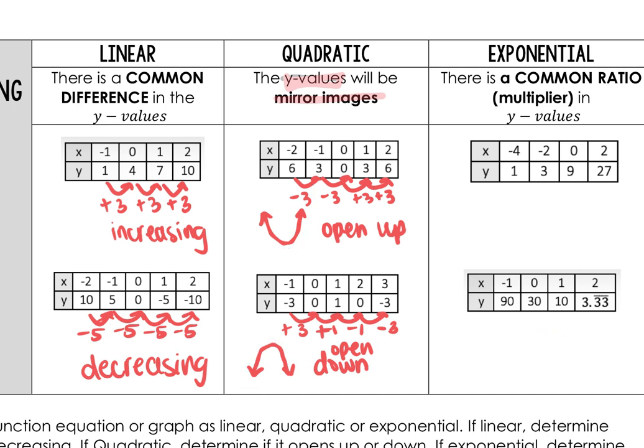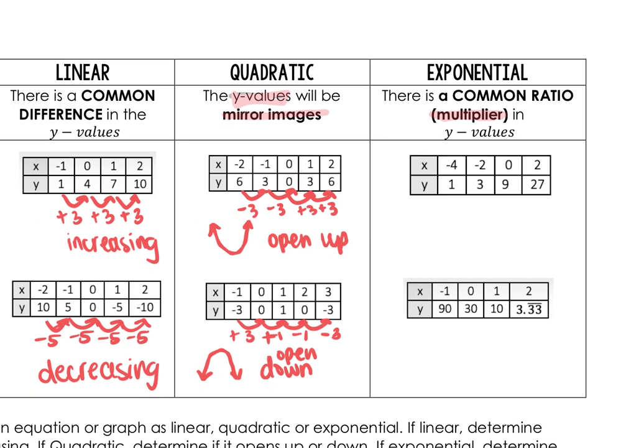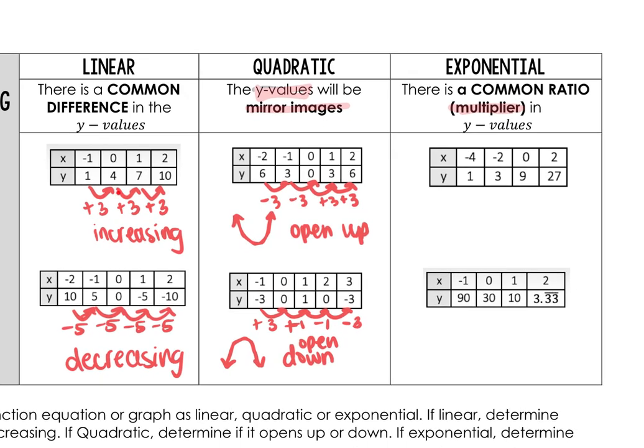And last but not least, our exponential functions. Here, what you're going to see is there's going to be a common ratio or a multiplier in the y values. So the y values are going to be getting either bigger or smaller very fast. So they're going to be multiplied by the same thing over and over. Keep in mind, linear over here, this is adding and subtracting. Exponential is if we see multiplication.